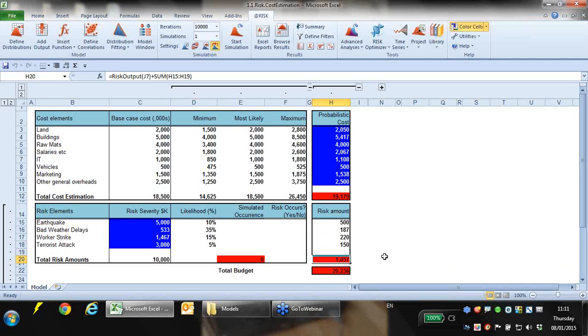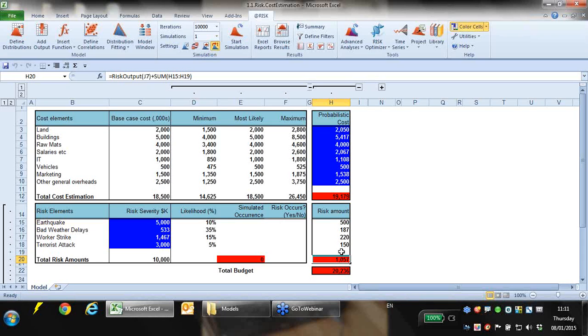But of course, this isn't really an ideal way of doing things. It's all very well if you're running a large portfolio of projects, where things might tend towards this average value down here. But on a case-by-case basis, what this doesn't allow us to do is to capture the conditional relationship between risk events and the risk register.